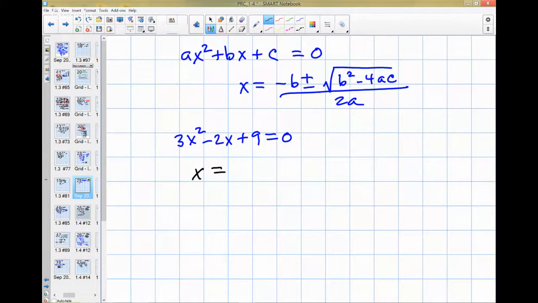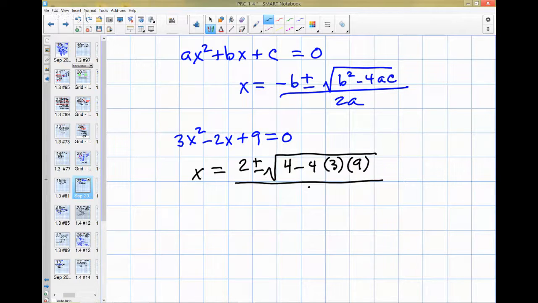X equals, what's B? -2 in this problem. So what's minus B? +2 plus or minus the square root of B squared. What's -2 squared? 4, minus 4 times A, which is 3, times C, which is 9, all over 2 times A. 2 times 3 is 6. You guys all know how to do this. 2 plus or minus. Now we got some arithmetic to do.